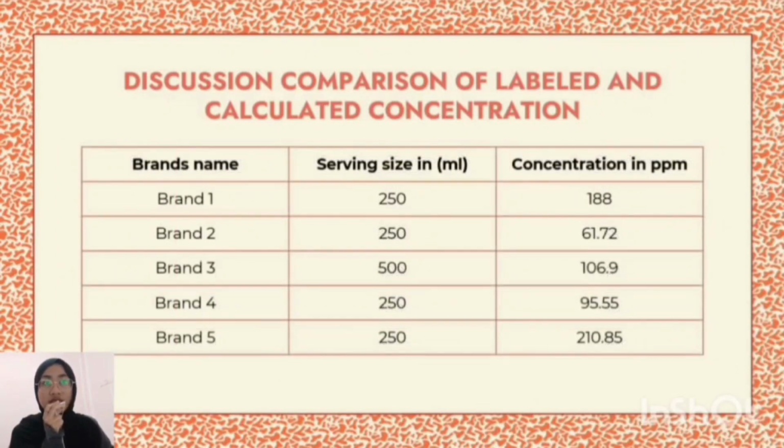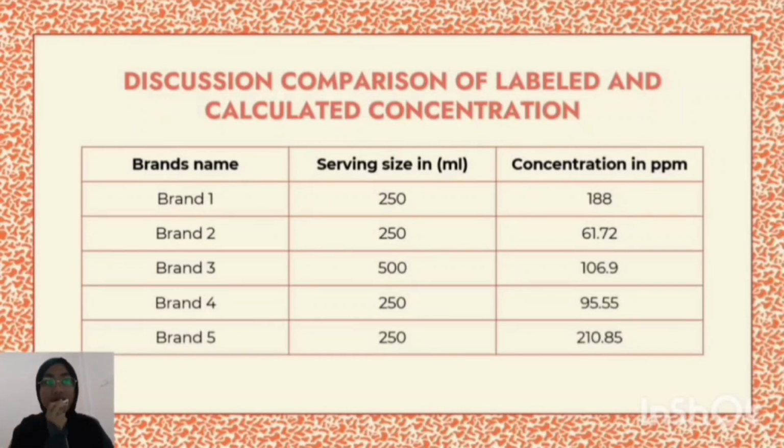Next, for the soft drinks, brand 1's concentration was 188 ppm per 250 ml, and brand 2 is 61.72 ppm per 250 ml. For brand 3, the label concentration was 106.9 ppm per 500 ml, and for brand 4 the calculated value is 95.55 ppm per 250 ml, so it is less than its label caffeine content amount.